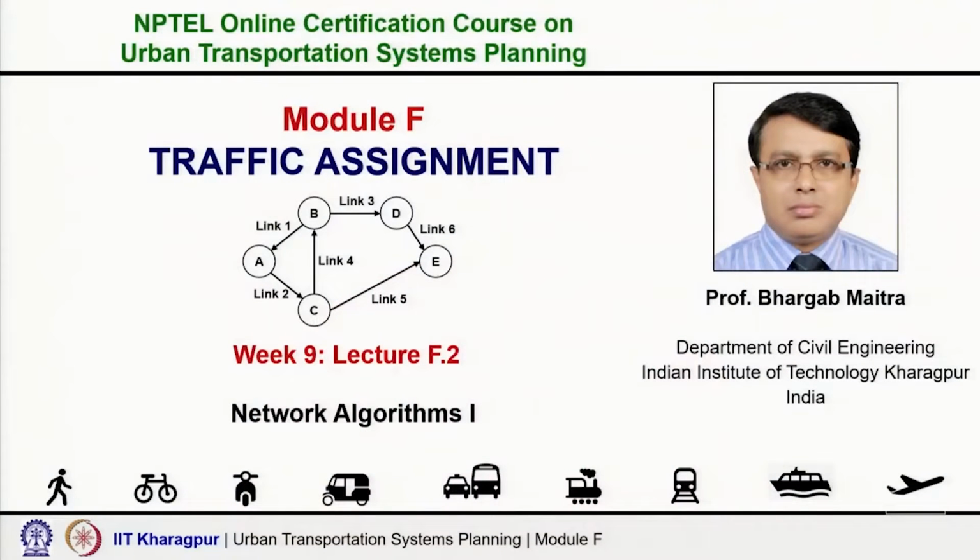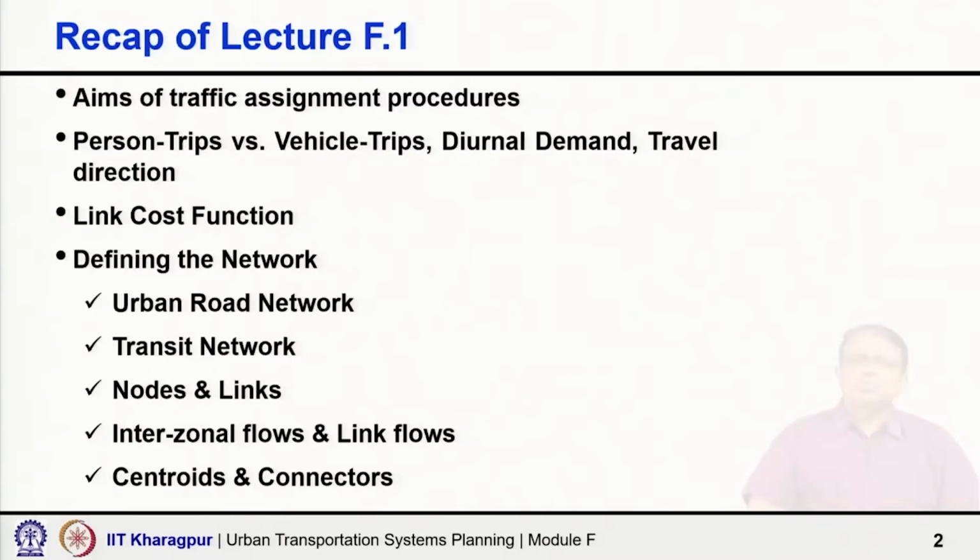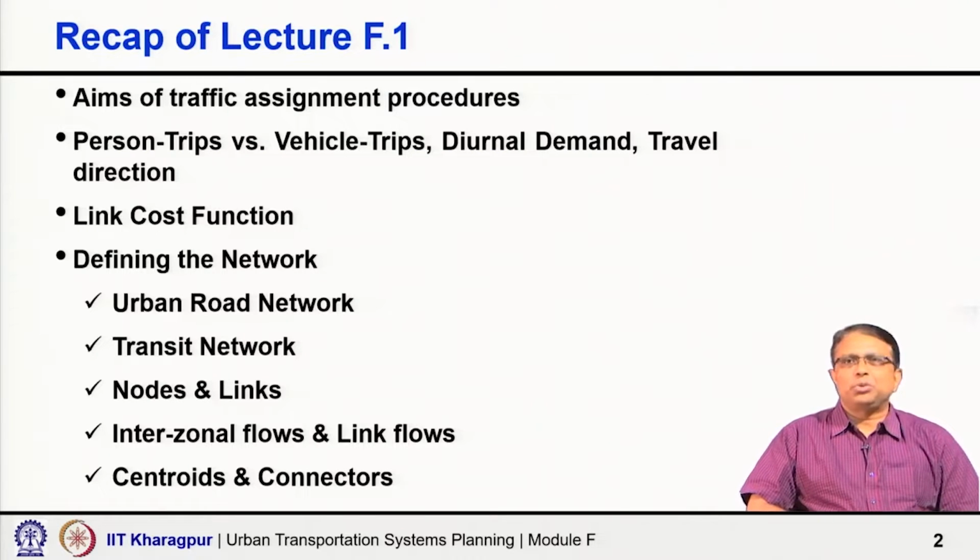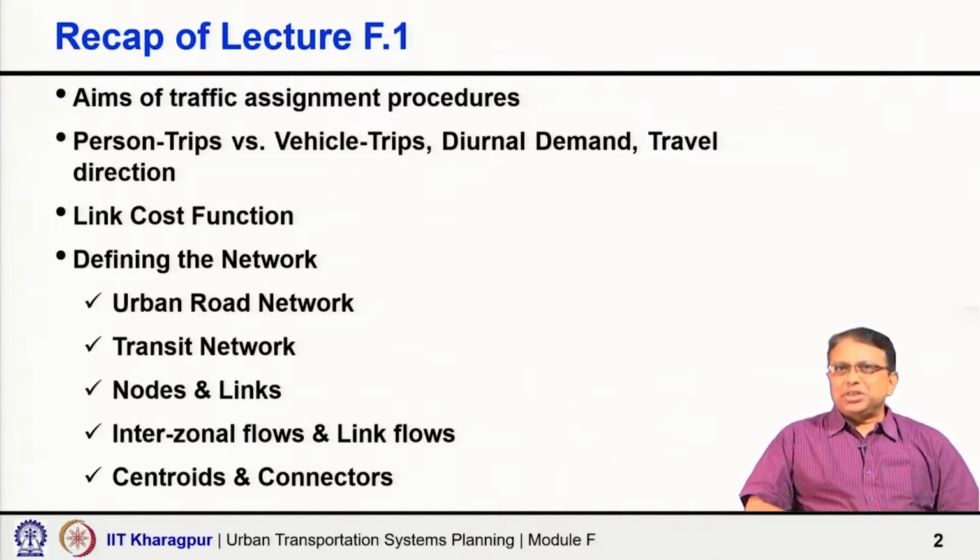In the first lecture, we discussed the various aims of traffic assignment procedures, why we do traffic assignment, and what the outcomes are. Then the three aspects we should bear in mind: person trips versus vehicle trips, diurnal demand or the time-of-day variation of the demand, and the direction of travel. So, use of the OD matrix rather than the production-attraction matrix. These three aspects we mentioned very clearly, that one should keep those things in mind while answering any questions related to traffic assignment.